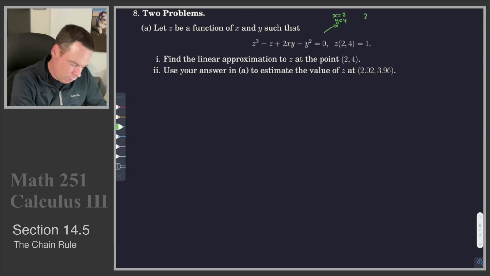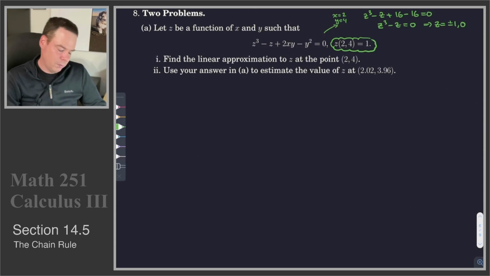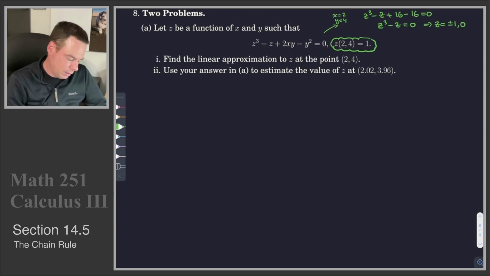When we plug those in, we get z cubed minus z plus 2xy, that's 16, minus y squared, that's also 16, so that's 0. So z cubed minus z is equal to 0. In other words, the solutions to z cubed minus z equals 0, there are 3 of them, are z equal to plus or minus 1 and 0. And we're interested in the point that has corresponding z value 1. We want to find the linear approximation at that point (2, 4) with z value of 1.